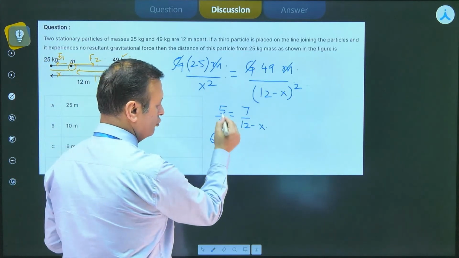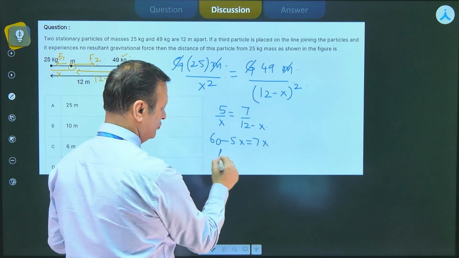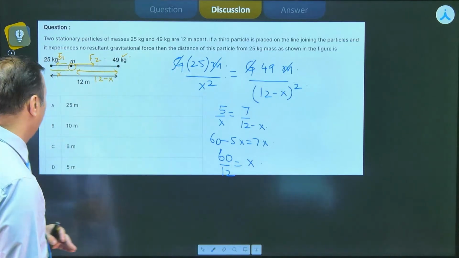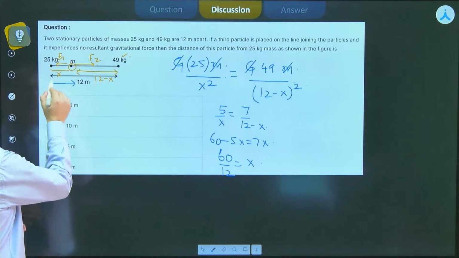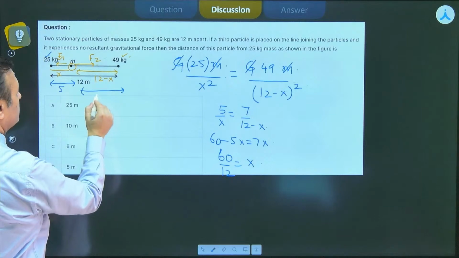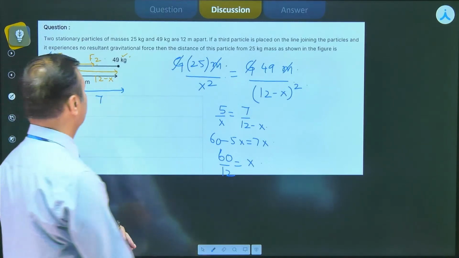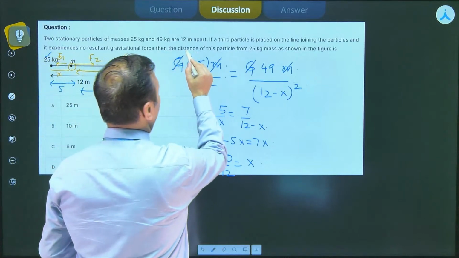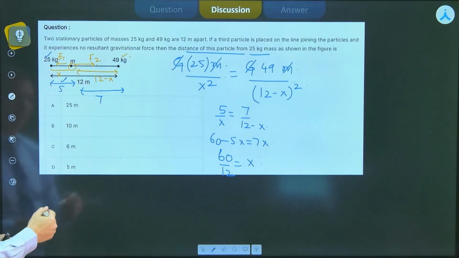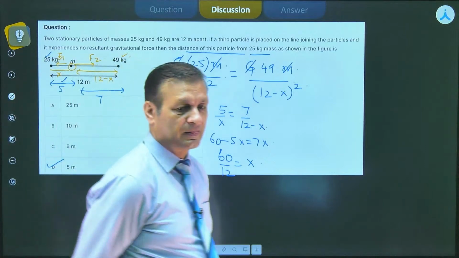So when you cross multiply it, 60 by 12, that gives me the value of x as 5, from the 25 kg mass, and from the other one that makes it 7 meters. But your question is asking for the distance of this particle from the 25 kg mass, so we have to answer in terms of x only, and this is 5 meters. Any doubt?